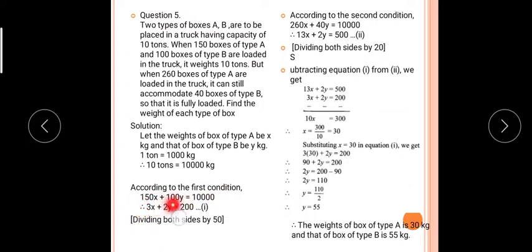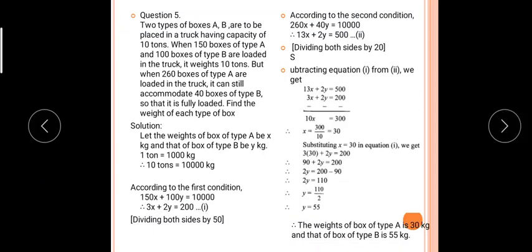Simplify this equation. How can you reduce it? If you divide it by 50, you will get the equation. 50 is the common factor of these three numbers. So after dividing by 50, you will get 3x plus 2y is equal to 200. So this is your first equation according to the first condition.